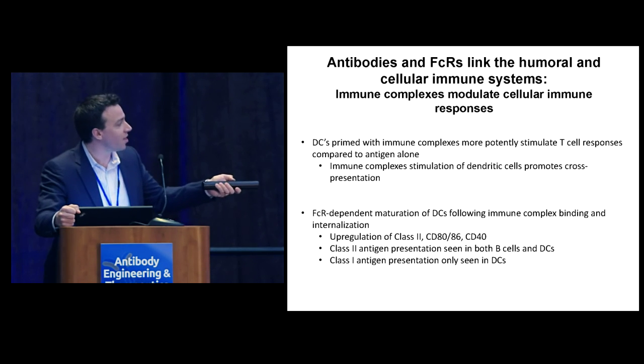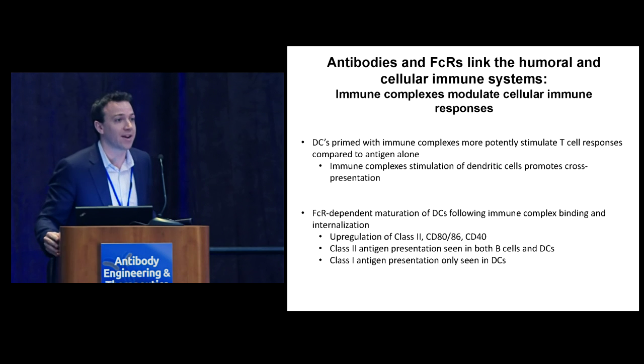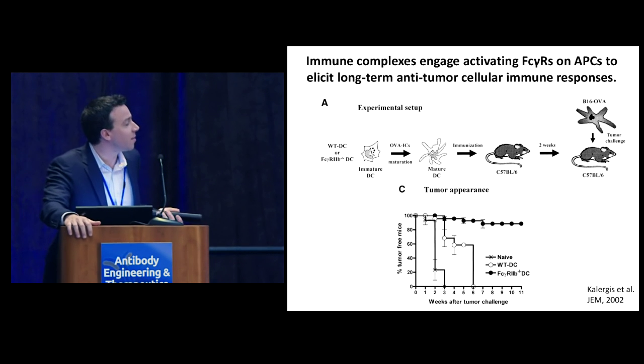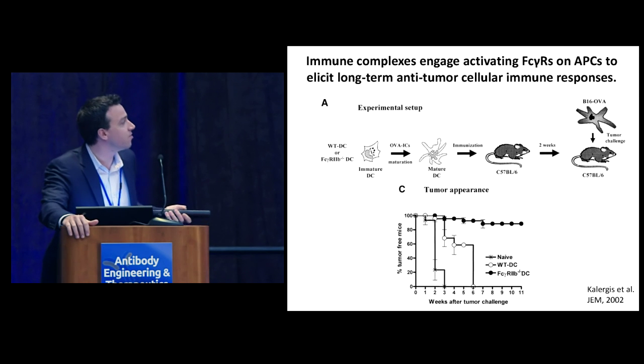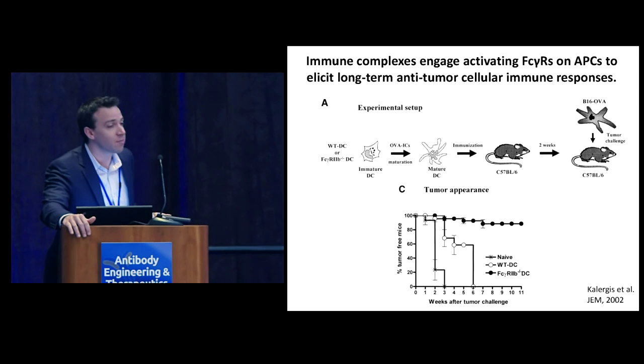You get upregulation of class 2, CD80, CD86, and CD40. And when you get these mature dendritic cells, they're much more potent antigen-presenting cells. And I think the seminal experiment demonstrating this was done, again, almost 15 years ago, in which immature dendritic cells from the bone marrow of mice were primed with OVA immune complexes and thereby matured, and then used to adoptively transfer into Black 6 mice.